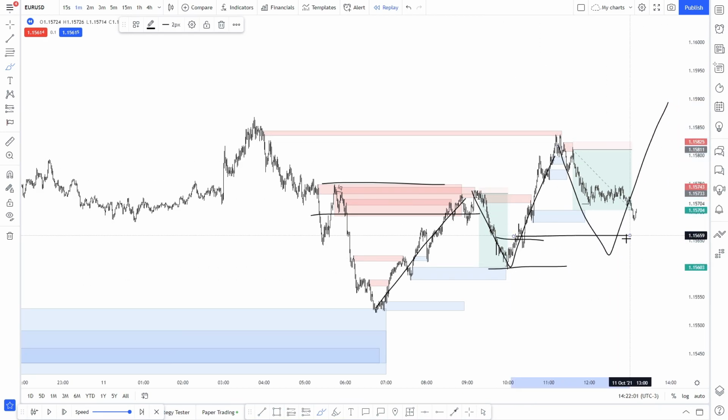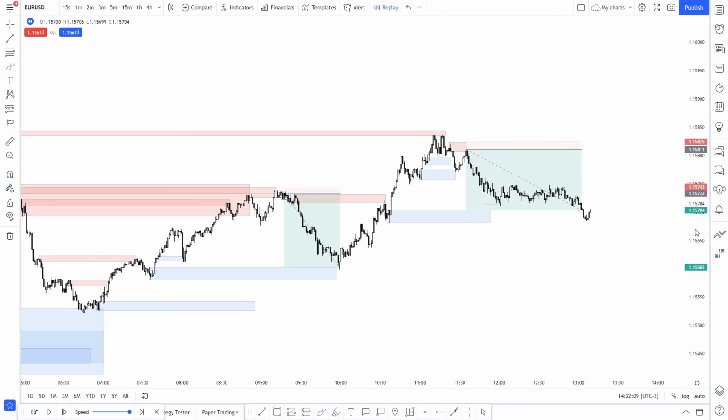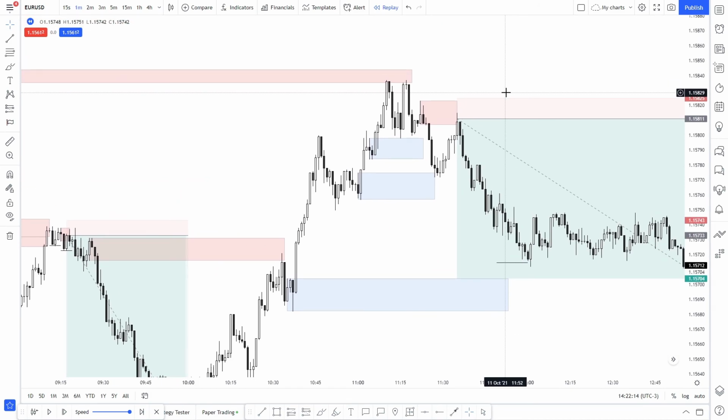So that will be my continuation pattern, right? I mean, as simple as that. And on the reversal side, it's literally this. We just wait for price to get to a POI, a strong POI that could cause a supply to demand or a demand to supply flip.